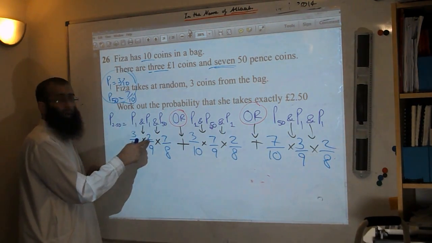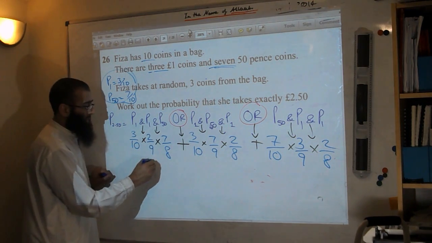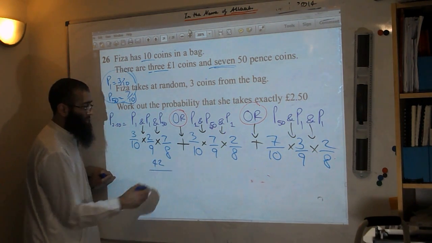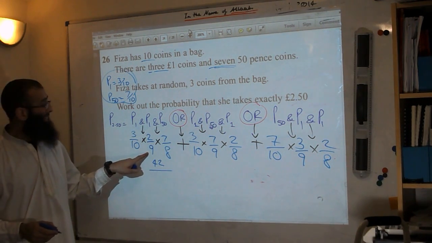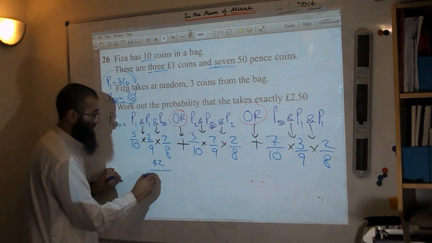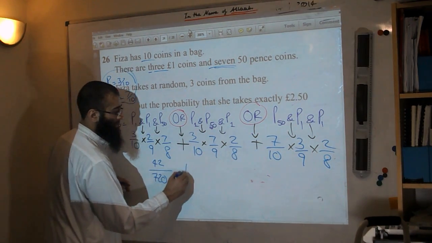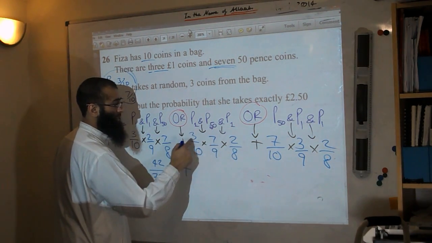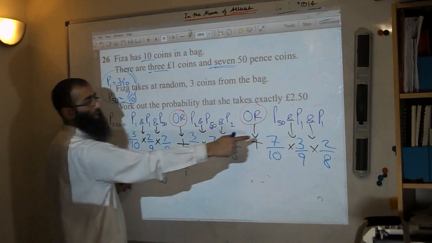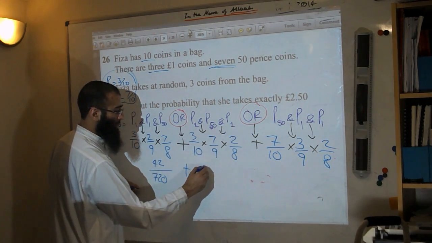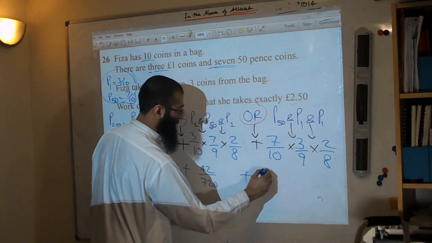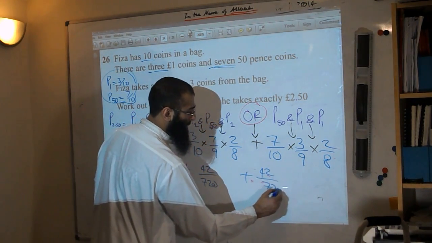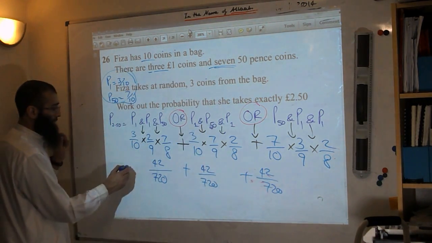So we've got 3 times 2 is 6. 6 times 7 is 42. We've got 10 times 9 is 90. 90 times 8 is 720. So this is the same numbers all over again, just a different order. So that's also going to be another 42 over 720, and another 42 over 720. So how many 42s do we have? 3 of them.